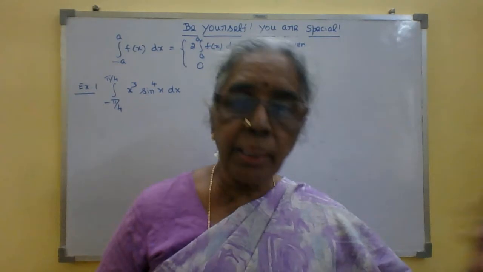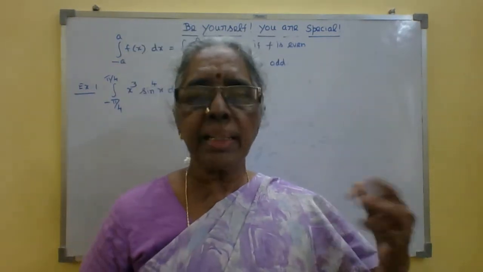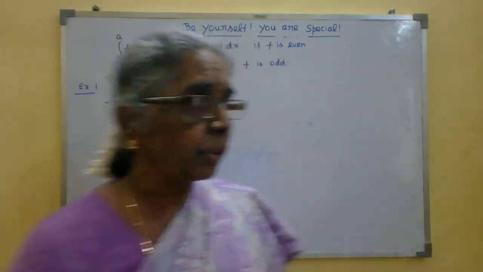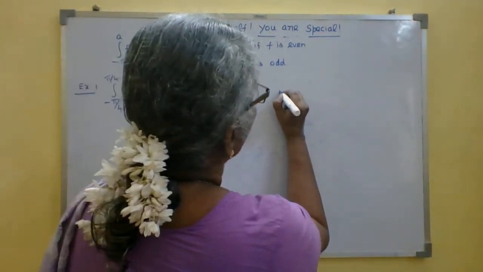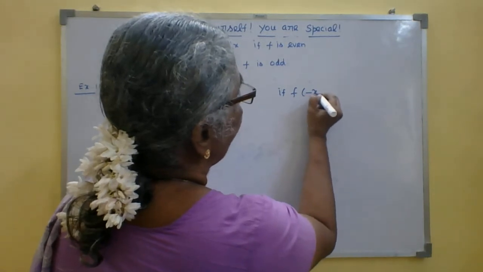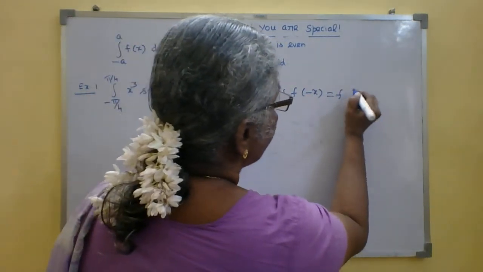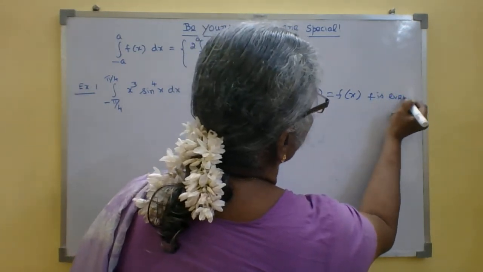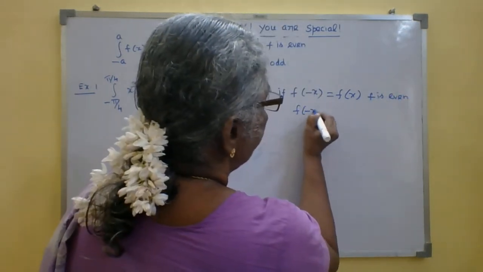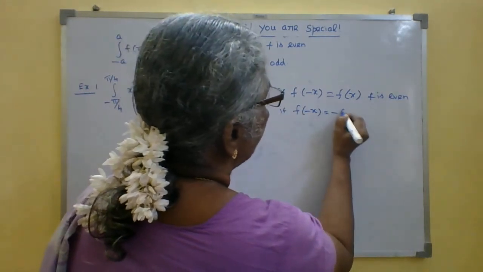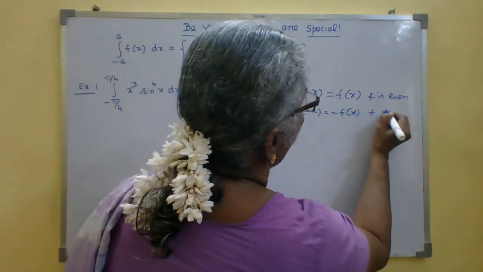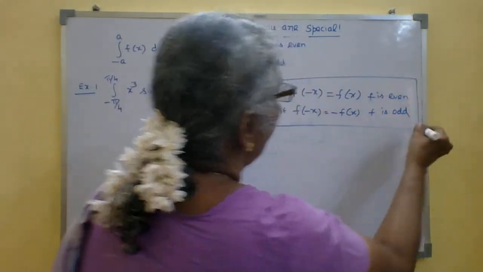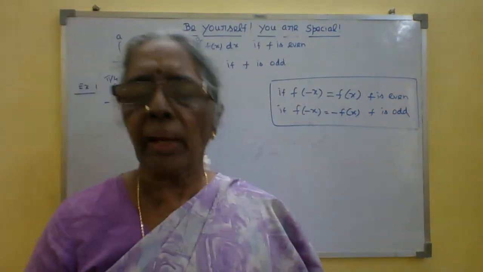So before proceeding to this property, you should know what an even function is and what an odd function is. Let me explain that to you. If f(minus x) is equal to f(x), f is even. If f(minus x) is equal to minus f(x), f is odd. This is the definition of odd and even functions.